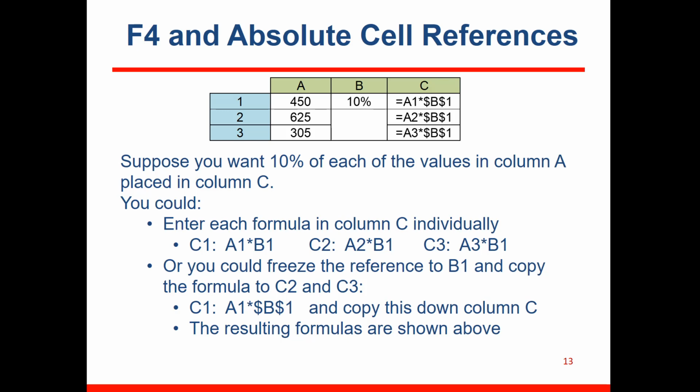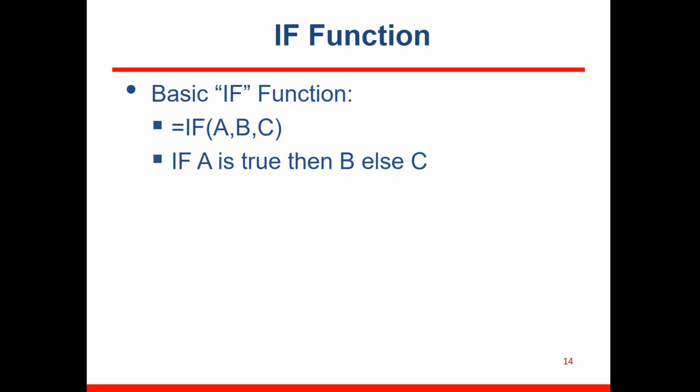When entering the formula in C1, enter equal, point to A1, times, point to B1, press F4. B1 will change to $B$1, which freezes the reference to column B, row 1. F4 is a toggle key. Both row and column are frozen when you have 2 $ signs. Row frozen, column not, B$1. Column frozen, row not, $B1. Neither frozen, B1.